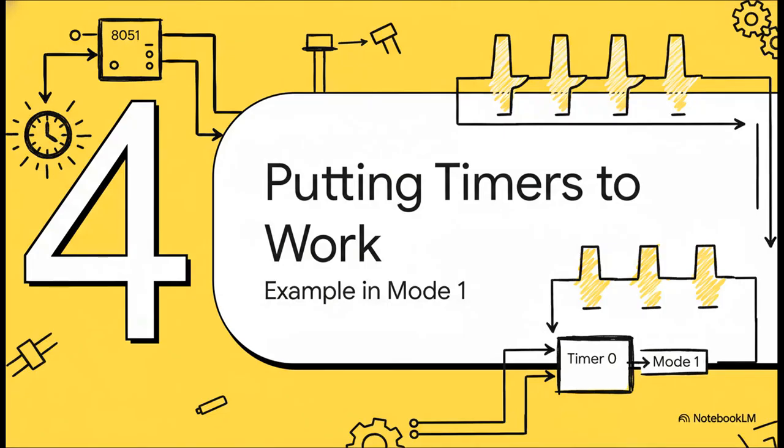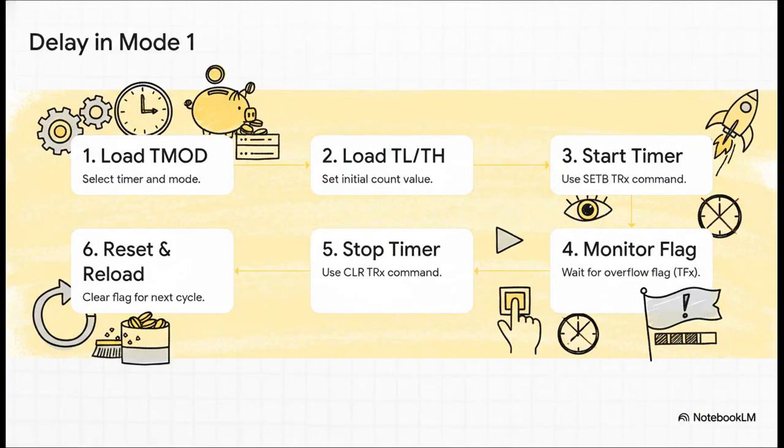Okay, enough with the theory. Let's get our hands dirty and see how this works in practice. We're going to use our new friend, timer 0, and set it to mode 1 to generate a really precise digital wave. And you'll find that the process for this is almost always the same, like a recipe. Step 1, you load the TMOD register to set the mode. Step 2, you load the timer's high and low bytes with your starting count. Step 3, you kick it off and start the timer. Step 4, you sit back and watch for a special overflow flag to go up, which is its way of saying, I'm done. And finally, you stop the timer, clear that flag, and you're all set to do it again.